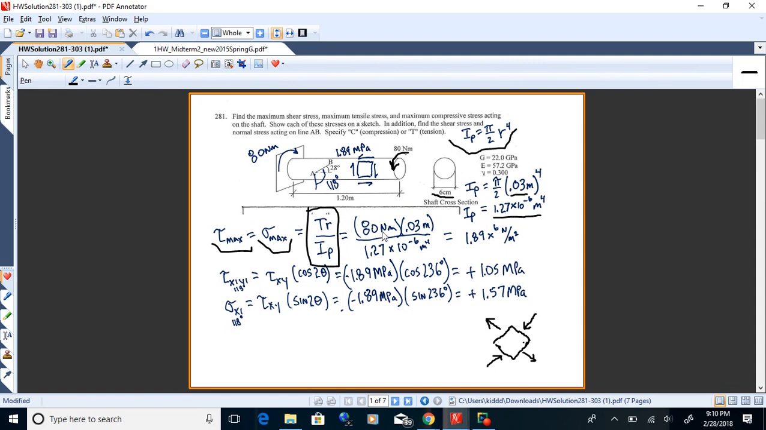So I just plug in T, the torsion, 80 Newton meters, the radius, which is the radius to the outside of the shaft, like so, and then divide that by I. And I'll come up with 1.89 times 10 to the 6th, which is 1.89 megapascals. Now that's actually a positive value, or excuse me, that's a plus or minus. Both the shears and the normal stresses are plus or minus.